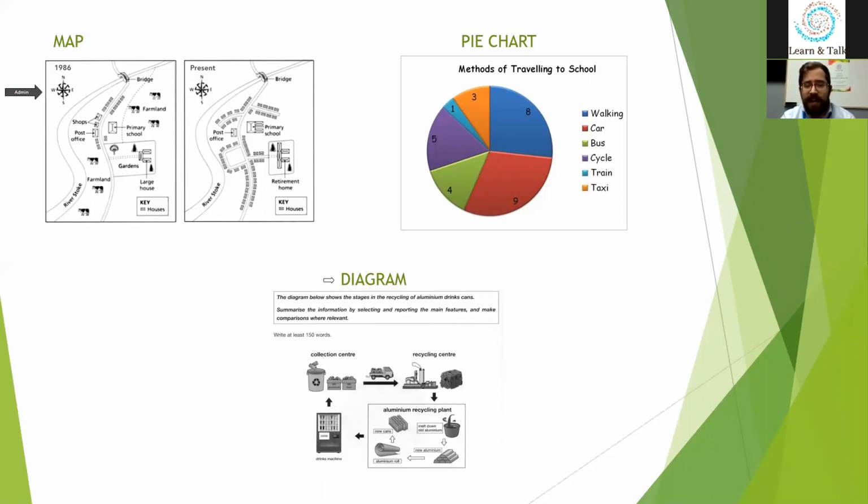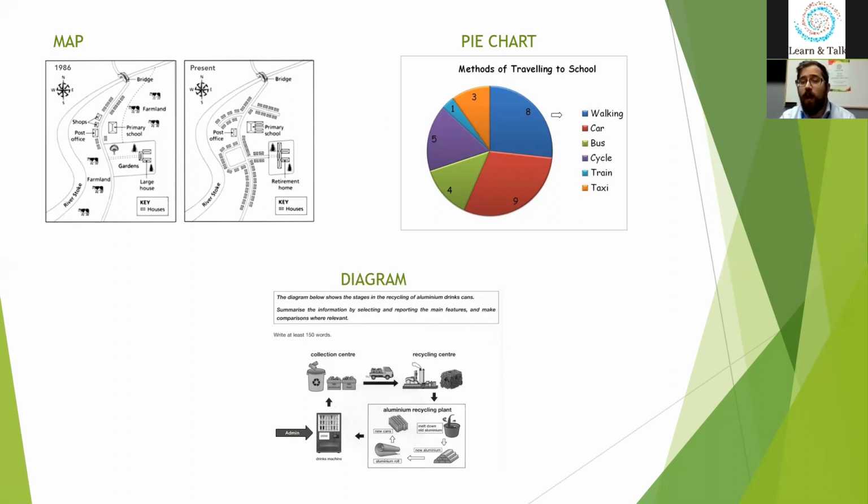And then for a diagram, we look at this example here and we see that it's about the stages of recycling aluminum drink cans. So the cans are at the collection center, then they go to the recycling center, then they go down to the aluminum recycling plant. There it goes through a whole cycle, and eventually new cans are put into drink machines, and this cycle continues and continues.